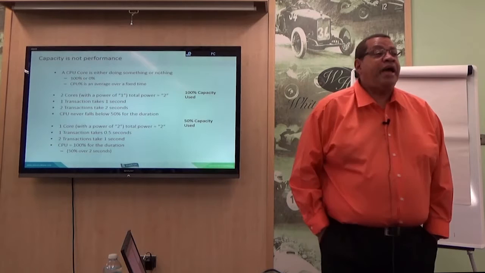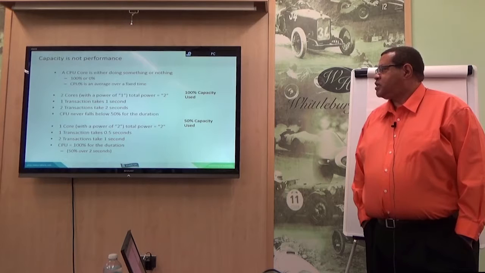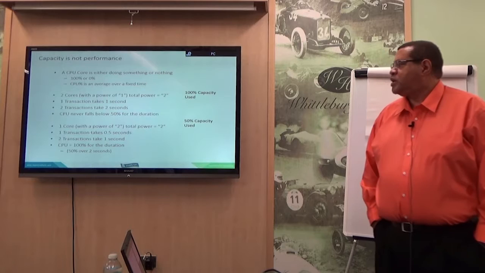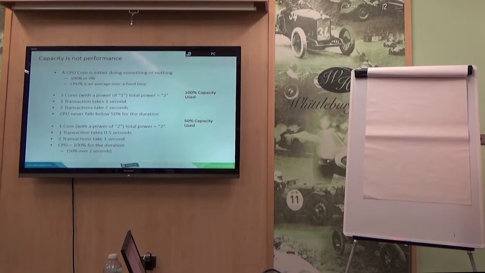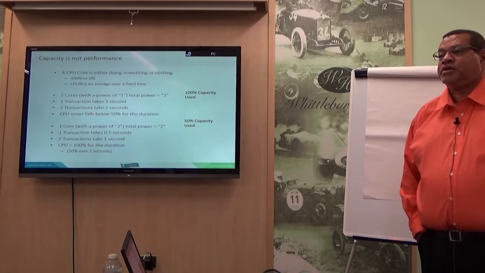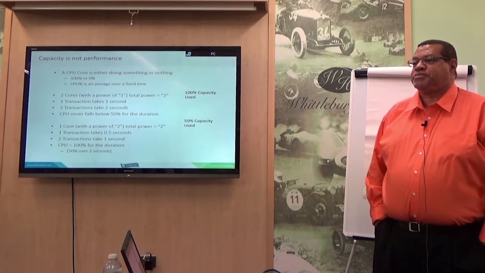Okay? If you look at the bottom scenario, we have one core, one transaction takes half a second, two transactions take 1 second, the CPU is 100% busy during that duration, or 50% of the time over 2 seconds, it's only 50% from a capacity standpoint. So that's how you have to look at it. That's the big difference between capacity and performance, is how much activity can you do at a certain period of time? That's what we talk about.